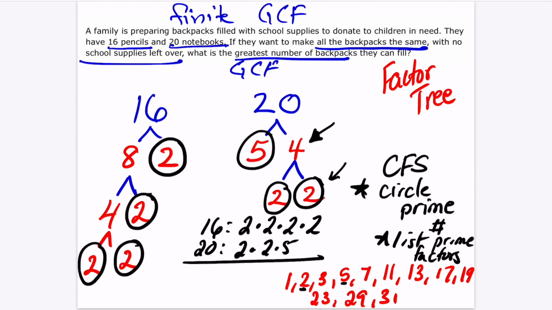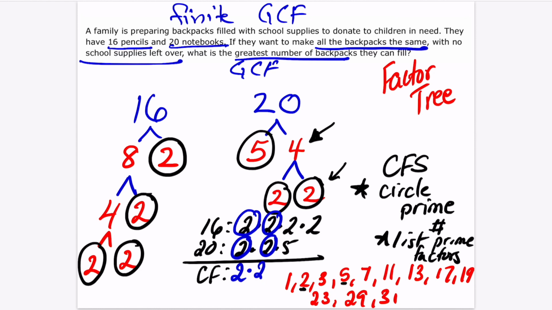And now I'm going to kind of play a game. It's almost like Go Fish. I'm going to look for what they have in common. And I see on both lists, they both have a 2. So I'm going to circle these so I don't use them again. And I keep looking. It's kind of like playing Go Fish. Are there any matching partners? And I see another 2 and 2. So I'm going to write 2 again. And now I'm going to look again. And I have a 2 here and I have a 5 here. So they can't match each other. So there's nothing else I can do.